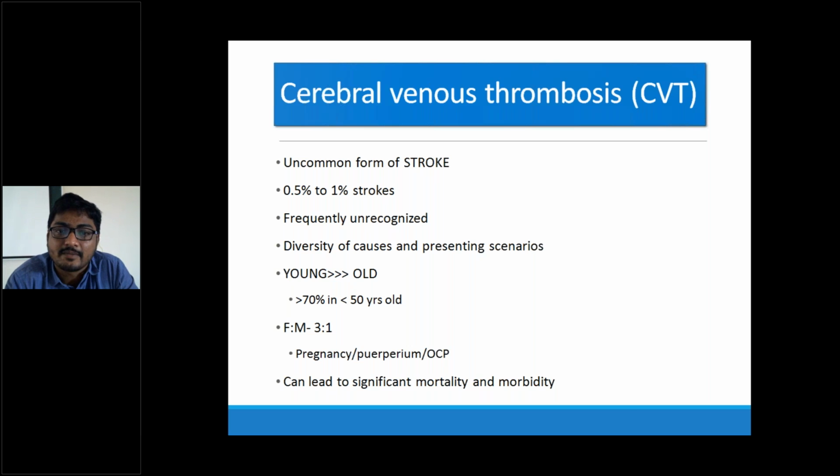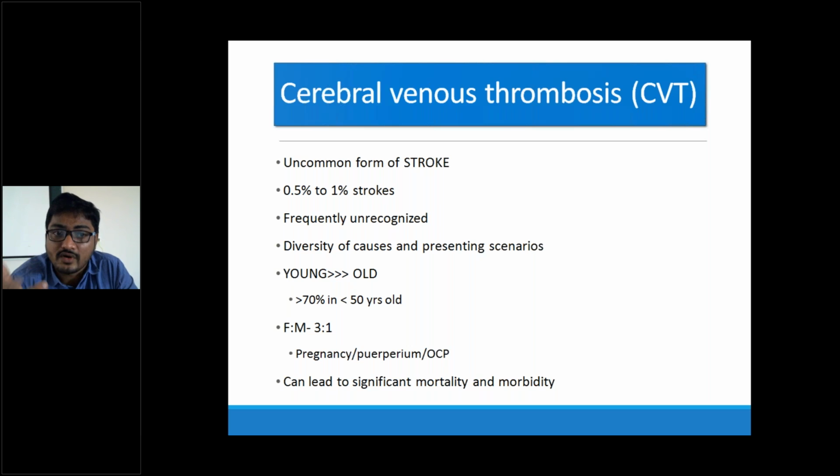In MCA territory, the patient will present with aphasia, with superior and inferior divisions. In posterior cerebral artery territory, visual hallucinations. Coming to cerebral venous thrombosis, we can't recognize it because there will be some weakness, but we can't say whether it is venous thrombosis or arterial thrombosis, or what type of stroke has occurred. So it is difficult to recognize, and this is the challenging thing.